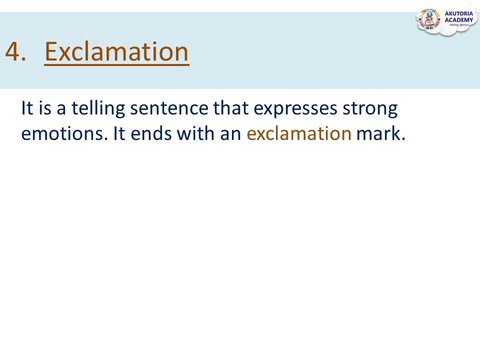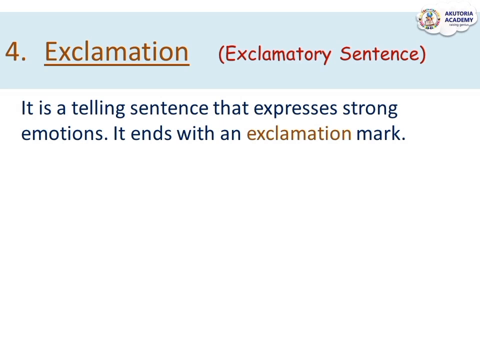And my last type of sentence is what is called exclamation. Exclamation is a telling sentence that expresses strong emotion. It is telling you something, but with so much emotion. An exclamation will tell you something maybe because it's very happy, or very sad, or very angry. So exclamation expresses strong emotion, and it ends with an exclamation mark. It's also called an exclamatory sentence. That's its special name.